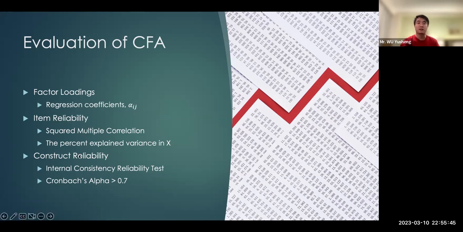We also need to test the construct reliability, which is the same as in EFA. We need to check the Cronbach's alpha. If it's greater than 0.7, it is a good construct. We will say our knowledge is good, and such a structure is a good fit.